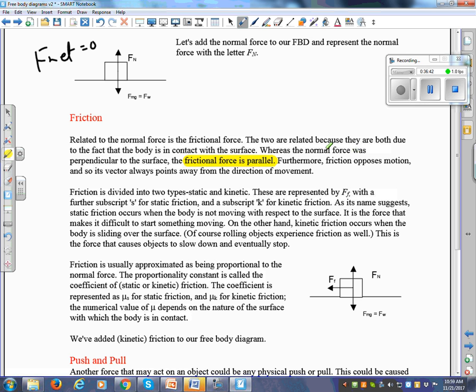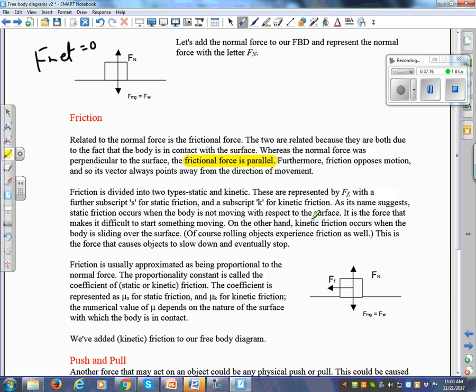Now, friction is divided into two types: static and kinetic. They are represented by Ff, force friction, with a further subscript s for static friction and a subscript k for kinetic. As its name suggests, static friction occurs when the body is not moving with respect to the surface. So when the cup was balanced there, it was because of static friction. Static means at rest. And once it starts sliding, that's called kinetic friction. And kinetic friction is always less than static friction.